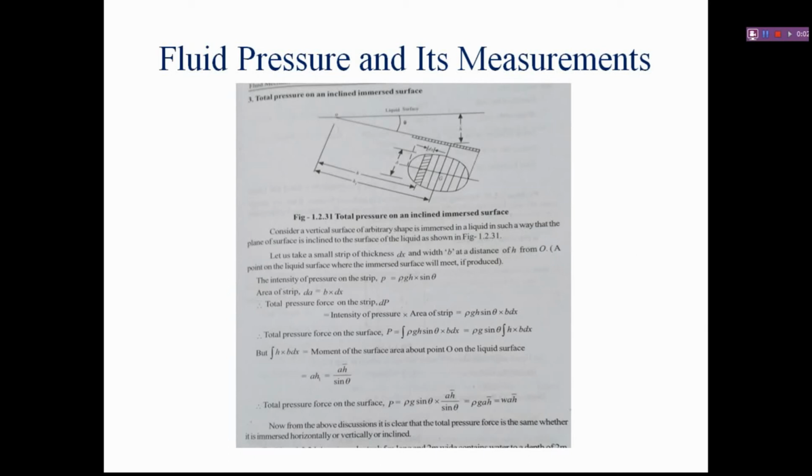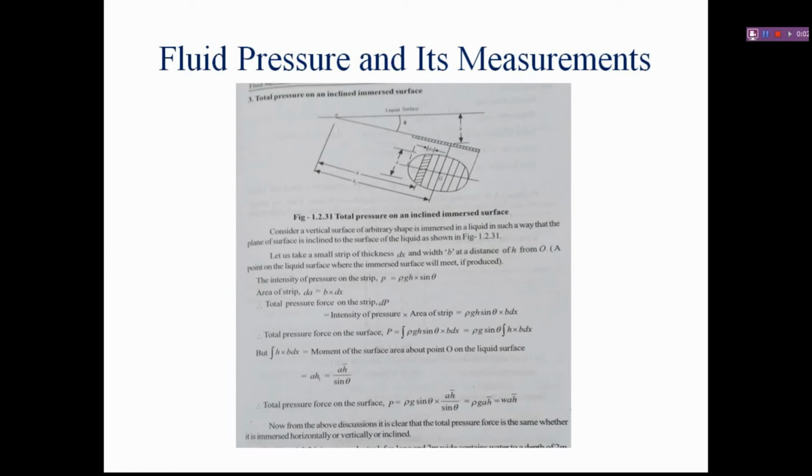Now we'll go for the area of the strip. dA is equal to b into dx. Total pressure force on the strip, dP, is equal to the intensity of pressure into the area of the strip. That means rho g h sine theta into b dx. If you want to be clear about sine theta, you have to construct a triangle. It is not shown in the diagram in your book, so you have to do that. Then you can find out what sine theta is.